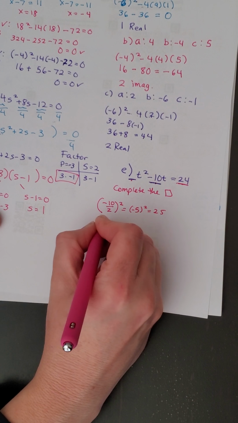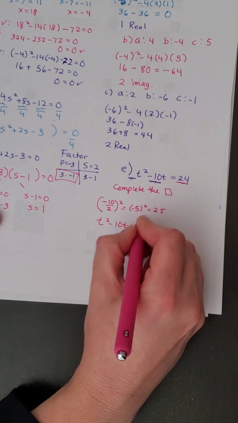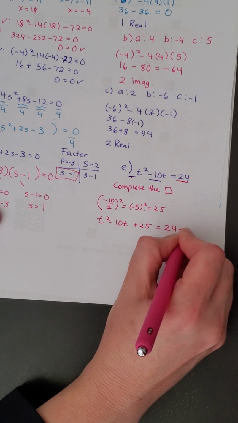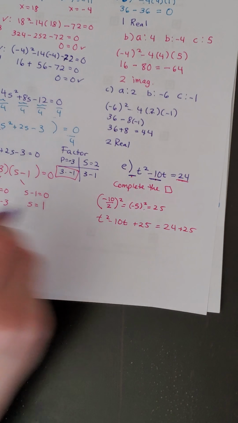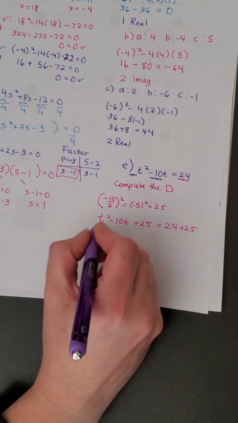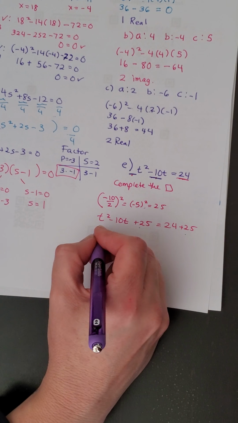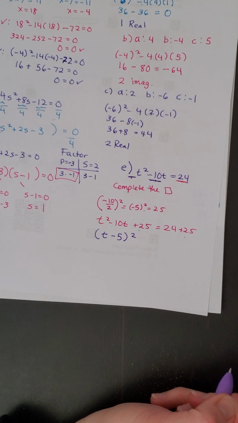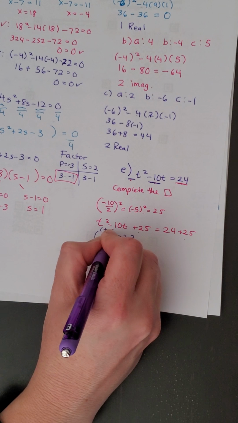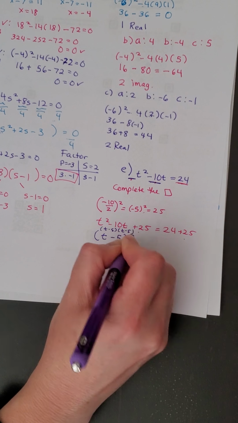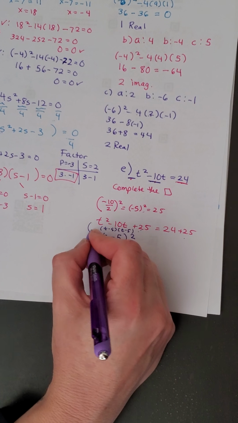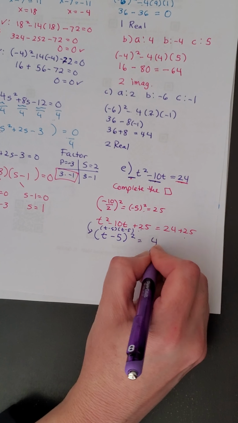So I have t squared minus 10t. I'm going to add 25 equals 24 plus 25. Right? I add 25 to both sides. And now I'm going to factor this side. It factors as t minus 5 squared, right? Because I would have t minus 5 times t minus 5 to get something that multiplies to 25 and adds to negative 10. But I'm moving along, I'm skipping, and that equals 49.